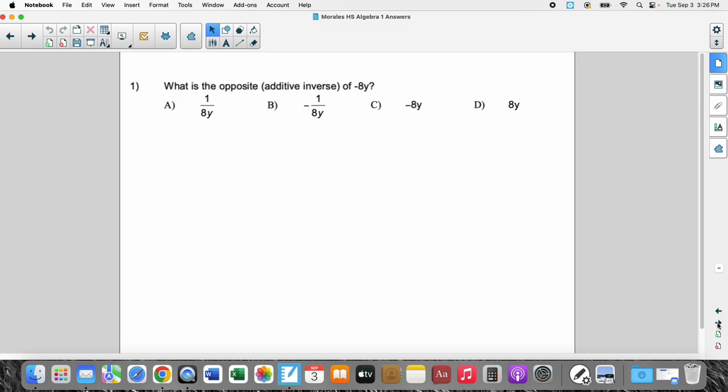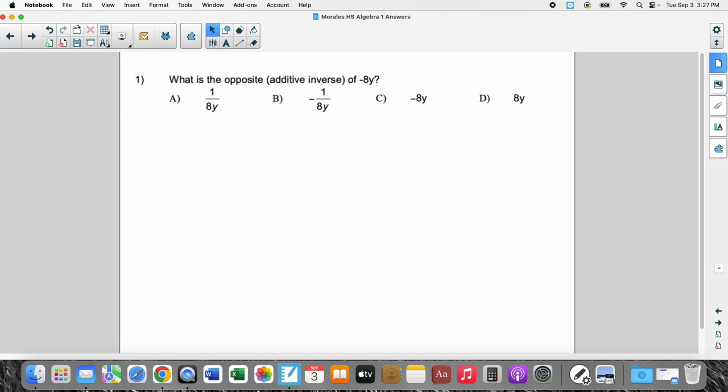So this says, what is the opposite or the additive inverse of negative 8y? So we want to know what the additive inverse. So what would we add, which would be the inverse operation of subtracting 8y would be adding 8y. So it would be plus 8y. Okay, that would be the additive inverse.